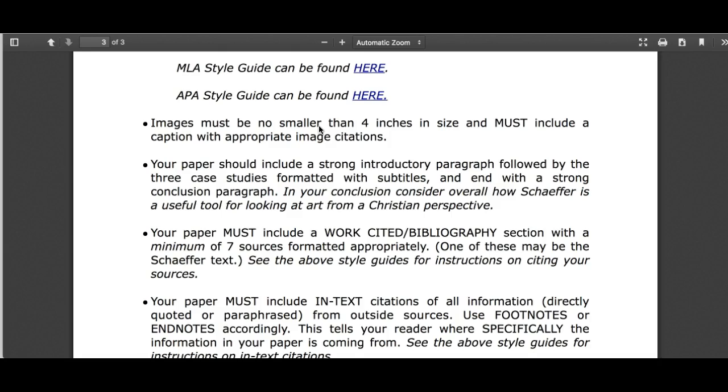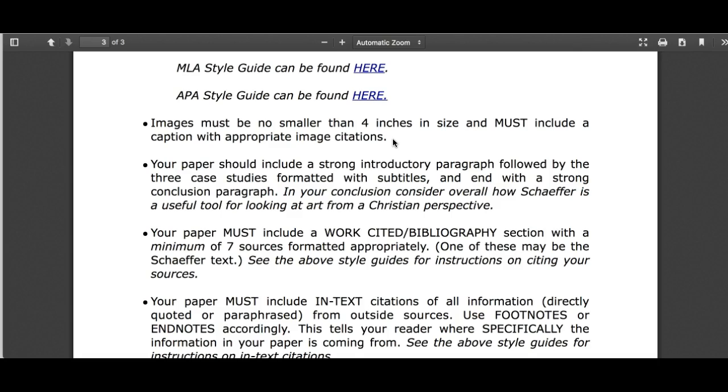Students will give me these teeny little thumbnail size images, which I might as well just go and look up on my own, because it's really hard to see what's going on in the detail. So I want decent size images. However, I don't count images in the page count of your writing, right? So I want 10 to 12 pages of text, and then you add your images in, okay?